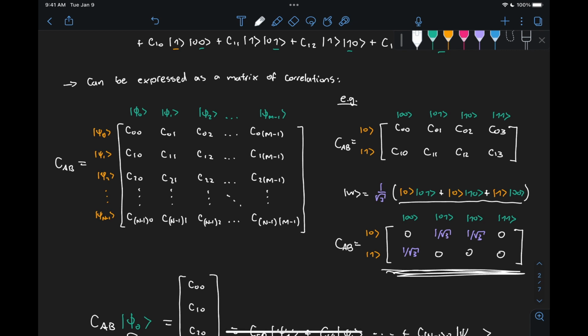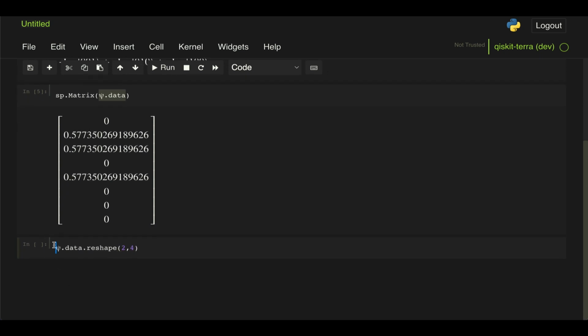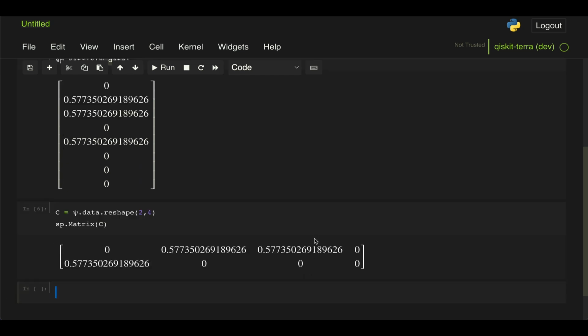where we have the rows representing the basis states of subsystem A and the columns representing the coefficients associated with subsystem B. So to do that, I can just take this data and reshape it into a 2x4 matrix. If I do that, let's assign this to C, and then display this using SymPy. Here we can see now we have the same matrix we had before.